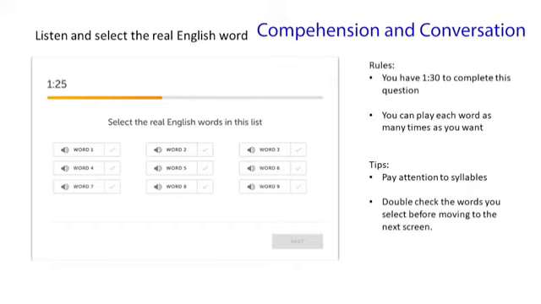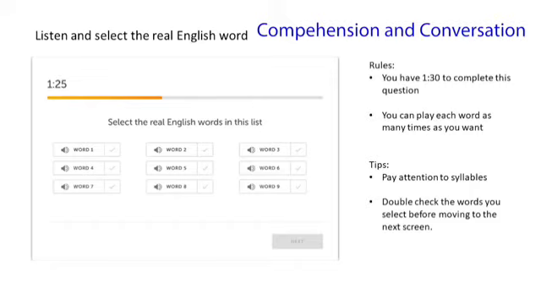So my advice is to do like Duolingo says and pay attention to the syllables. Think about the word. The ones you've chosen, go back and listen to again. Make sure you think you're right, and then move on to the next question.